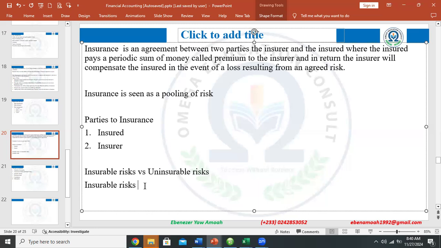Okay. So in simple terms, it's a risk that is not eligible for insurance. And why is it not eligible for insurance? Number one, because of the frequency with which it occurs. If it is something that occurs on a daily basis, monthly basis, it becomes difficult to insure such risk, because that will mean that every now and then the insurance company will have to compensate you.